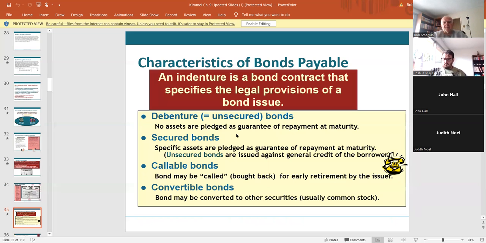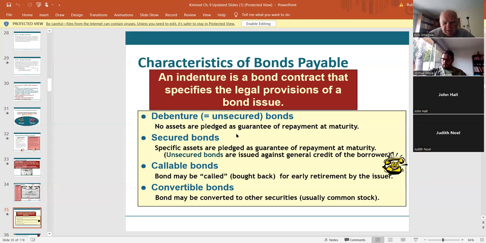Callable bonds. Bonds can be called, meaning they're purchased back for early retirement. And this will be part of what we're going to learn a little bit later. An example might be a company borrows money at 10%. They borrowed money and they're paying 10%. And over time, over 3-4 years, the interest rates in the market go down way below 10, to say, 2%. Well, this company would be nuts to keep paying the 10% when they can call the bond back, pay you off, and reborrow at 2%.